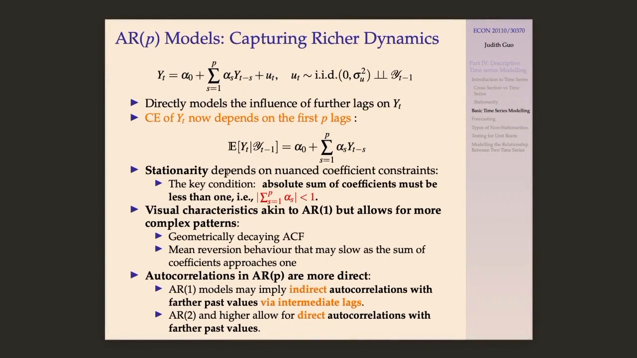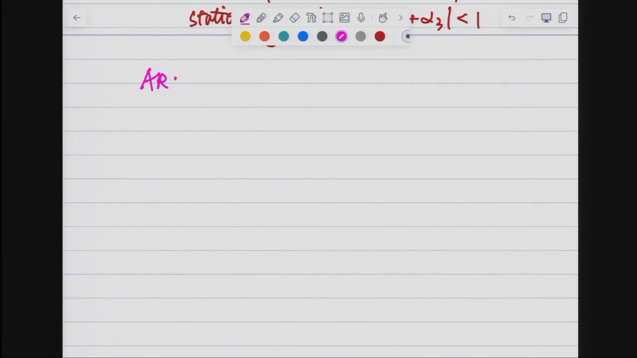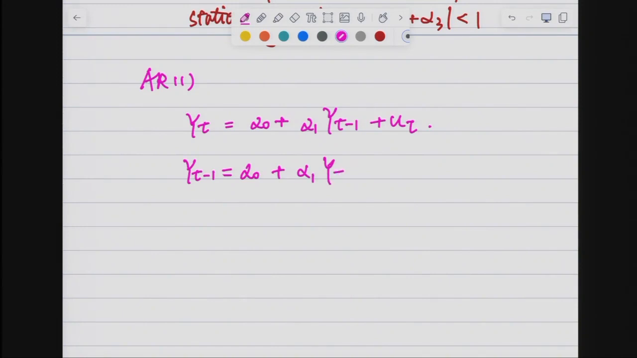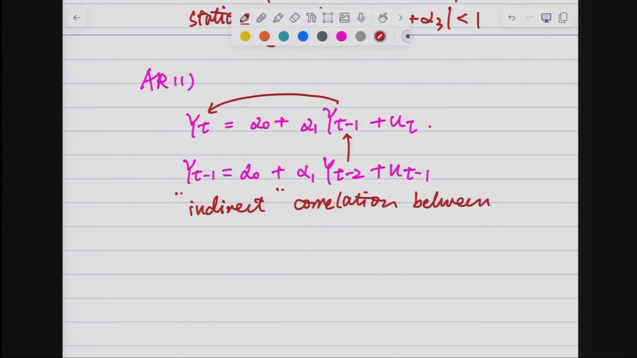One final thing on the ARP characteristic is that in this situation, the autocorrelations are more direct, compared to an AR1. So, for example, in the AR1 model, yt is directly correlated with yt minus 1, and yt minus 1 is directly correlated with yt minus 2 through the AR1 equation. So in a sense, yt minus 2 is correlated with yt through yt minus 1. This is an indirect correlation between yt minus 1 and yt, and yt minus 2 and yt.